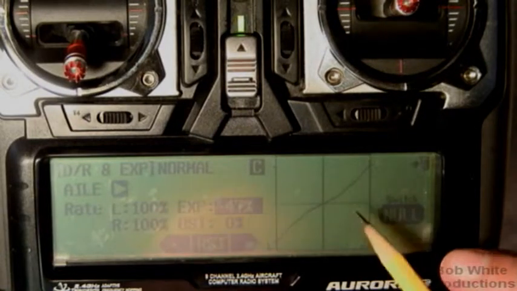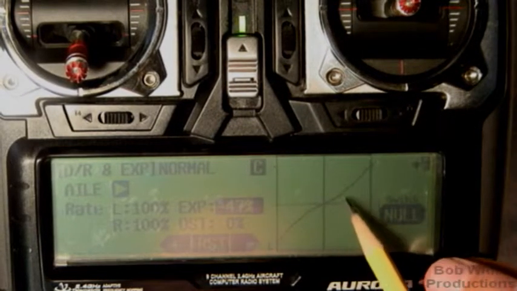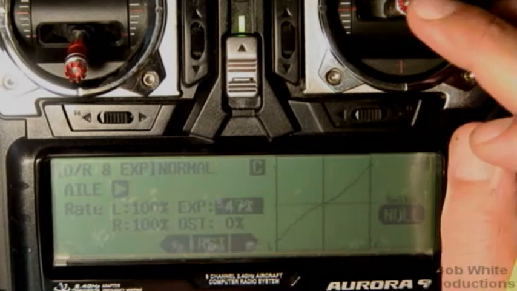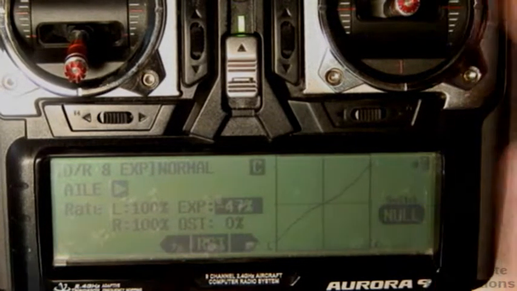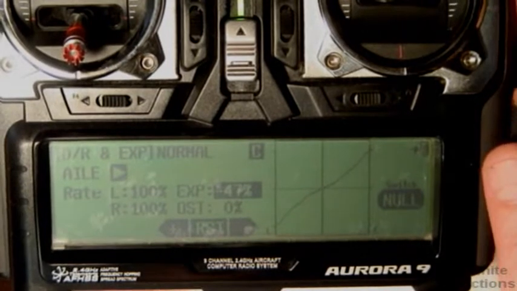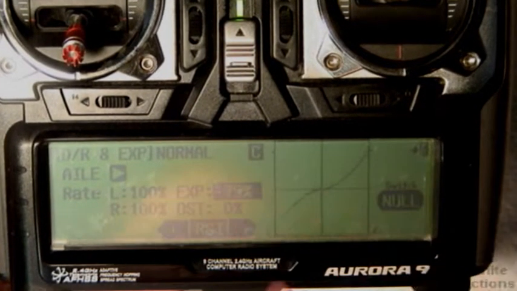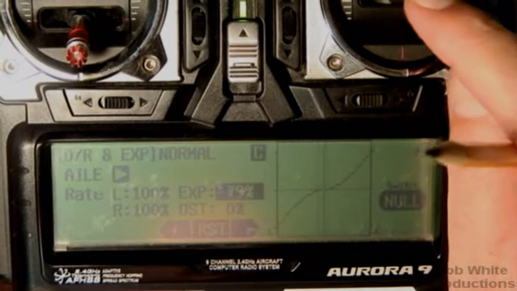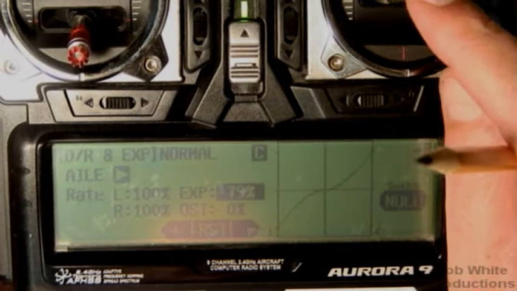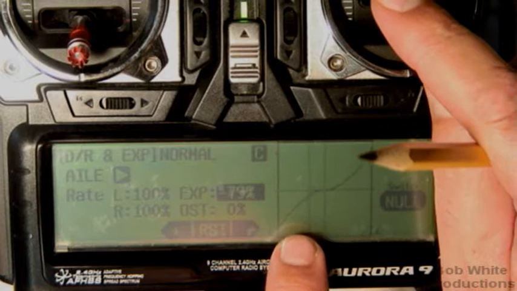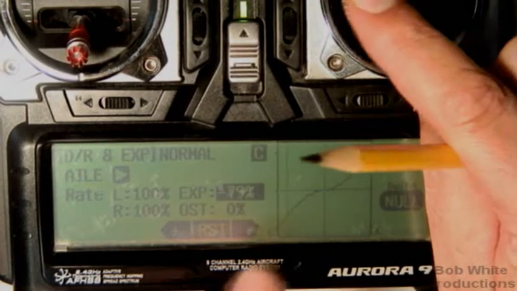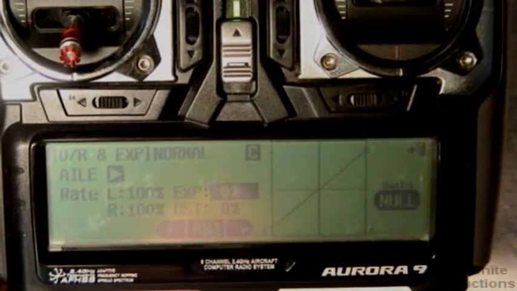Pardon me, still getting over a cold. You'll see that now it's flattened out around center, which means if I move the stick a lot around center, the servo is going to move very little. As a matter of fact, I can exaggerate that to where it hardly moves at all around center. Now it's really flat. I move the stick around center, the servo hardly moves. You can see when I move the stick along this line, now the servo is really going to take off. That's what Expo is, and that's how you adjust it.